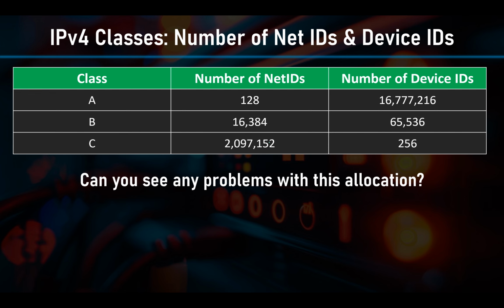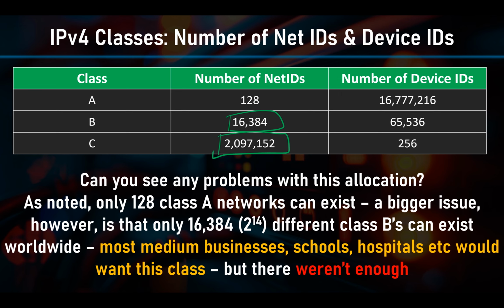And I'll give you a hint. Let's think about, for example, this one. And I guess also this one as well, to be honest. So as noted, there's only 128 Class A networks. So for governments, militaries, big companies, that's not going to be enough.